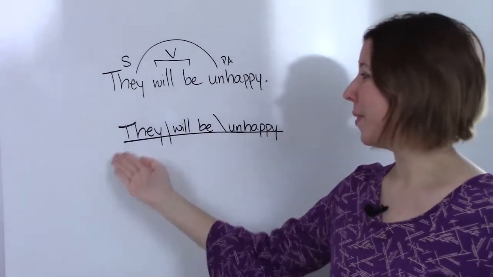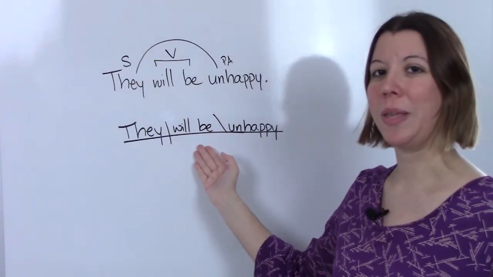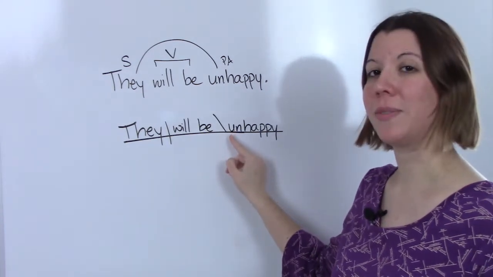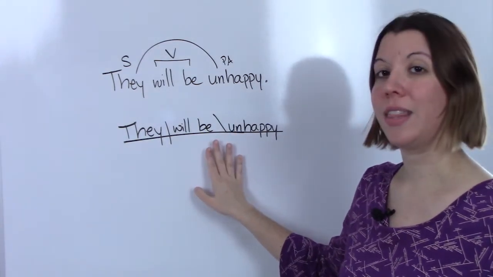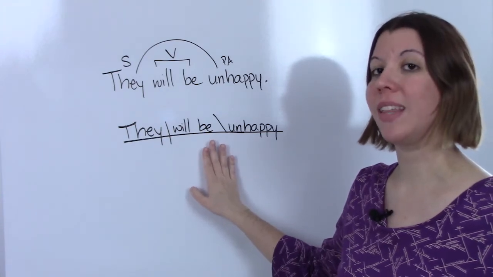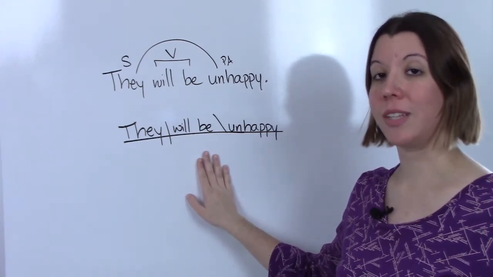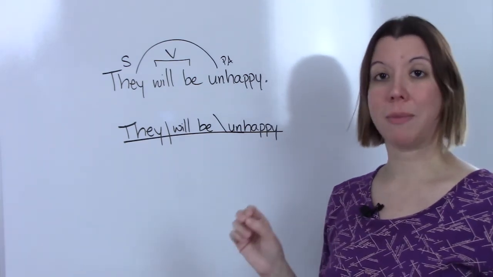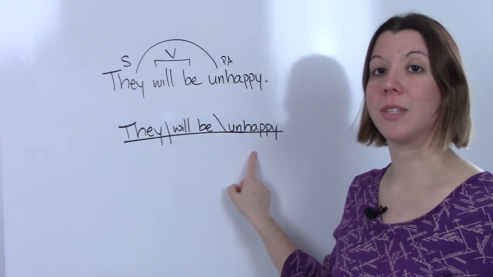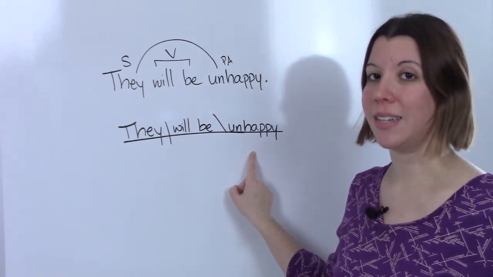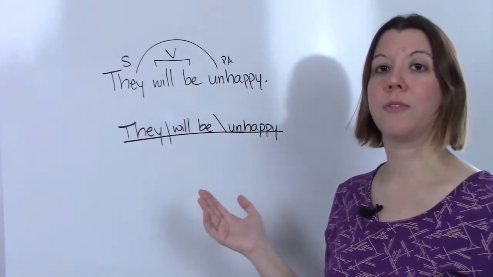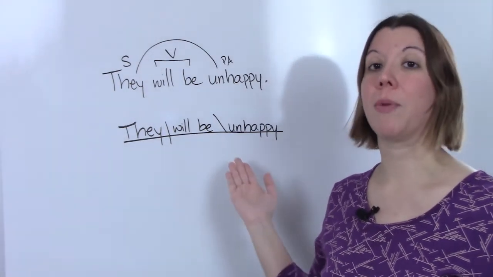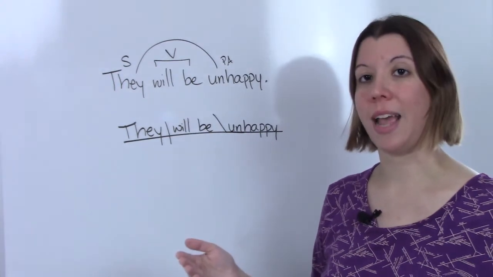Here's my diagram. My subject they will be unhappy, diagrammed with a backslash. Now, if you look, there's nothing visually different about the lines for a predicate adjective sentence compared to a predicate nominative sentence. The only way you're able to tell the difference is by the part of speech. Unhappy is an adjective. If the word was, for example, artists, that's a noun. So that would be a predicate nominative instead of a predicate adjective.